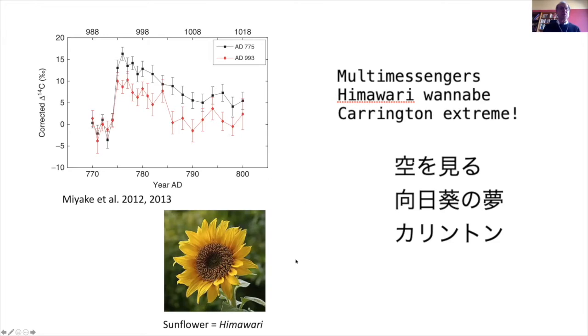So that's the story. Here's a sunflower, and the haiku reads in English: multi-messengers, himawari wannabe, Carrington extreme. Or in Japanese: sora wo biru, himawari no yume, Carrington. Thank you.